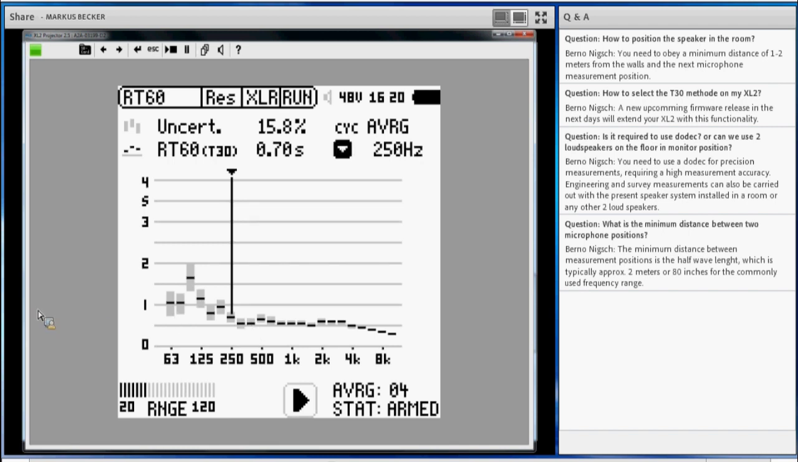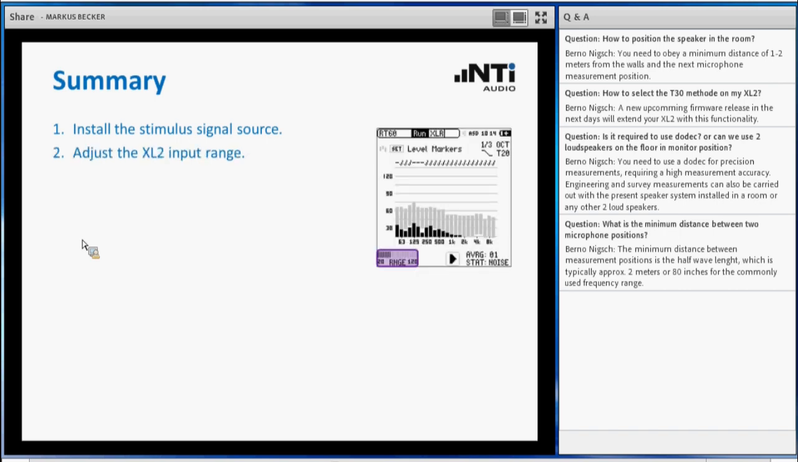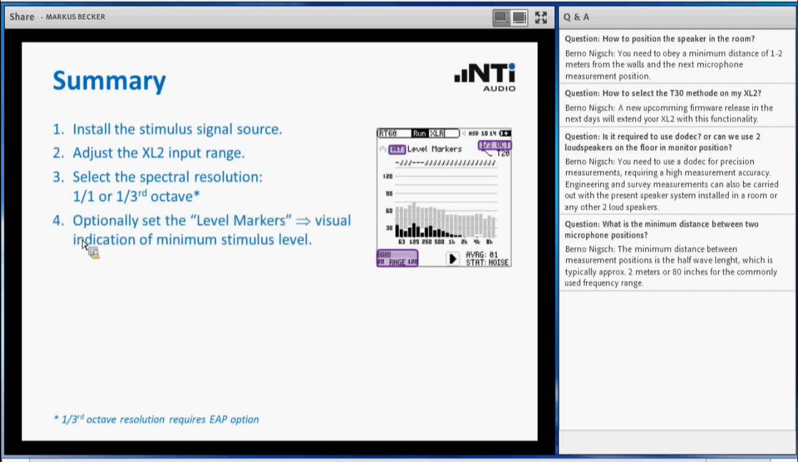So let's get back to our presentation and summarize what we have just seen. First, we installed the stimulus signal source and made sure that it is loud enough for our test. Second, we adjusted the input range of the XL2 so that no clipping occurs. Third, we selected the spectral resolution. In our case, it was a third octave spectrum. We may set the level markers to visually verify whether the sound source is loud enough in all the bands that we want to measure. Then we chose the acquisition mode. In our case, it was the T30.